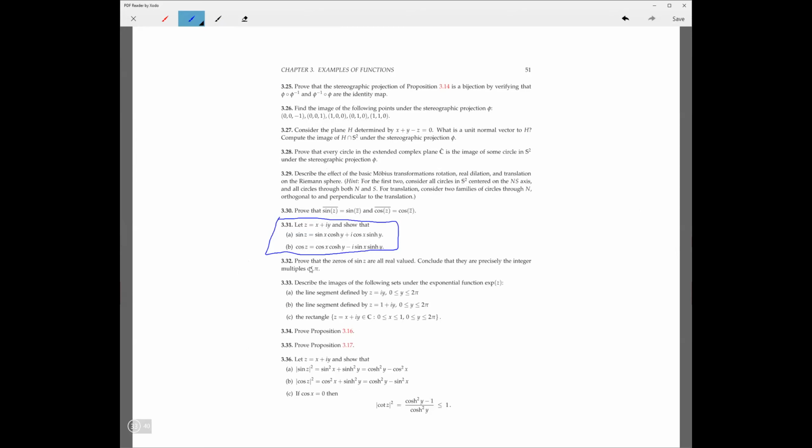This can help with things like number 32. Prove that the zeros of sine z are all real valued. So you look at this right here and say, okay, how is this going to be 0? And how can this be 0? Under what conditions? Okay, the cosh is never 0, by the way. The cosh is never 0. The sinh is 0 only when y is 0. The cosh is never 0. Okay, so you can use that information to do number 32. That can be helpful. I'm just giving you a hint there. Okay.